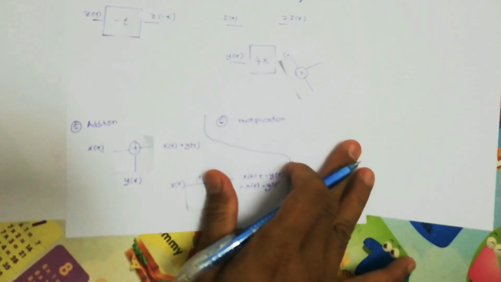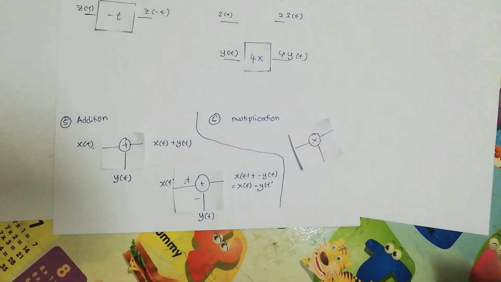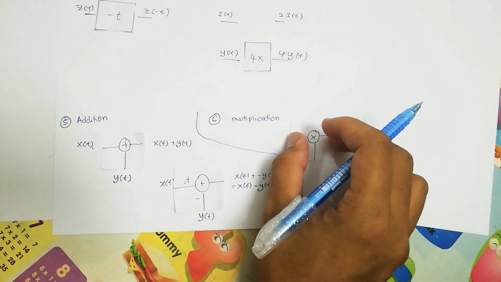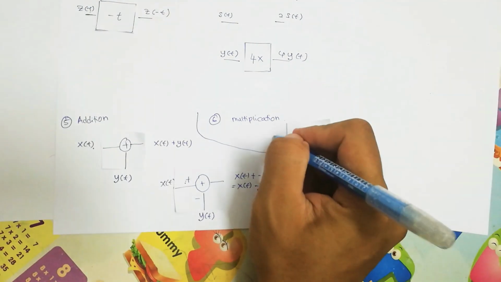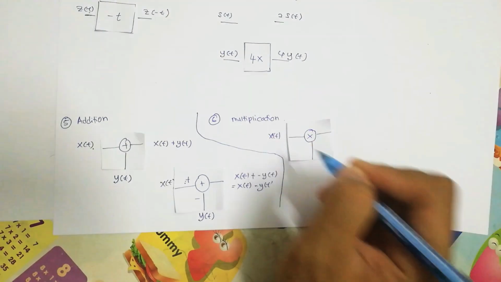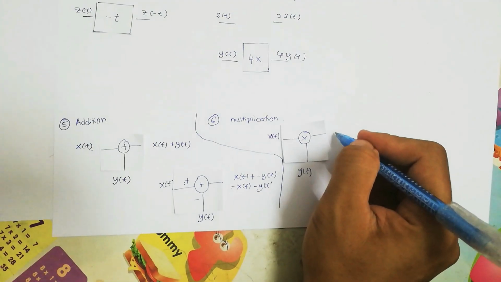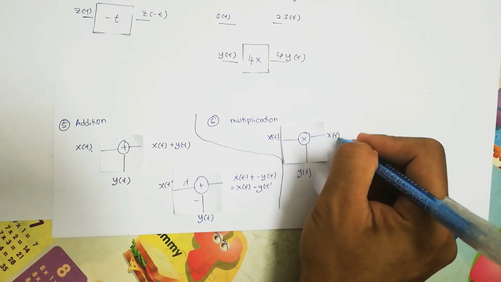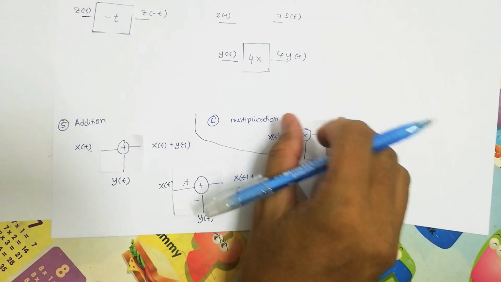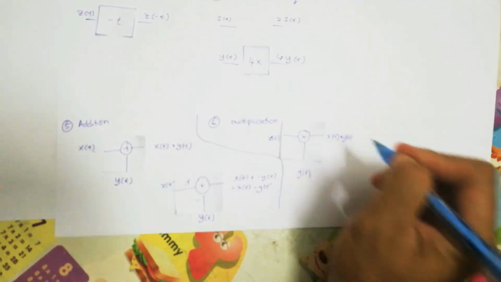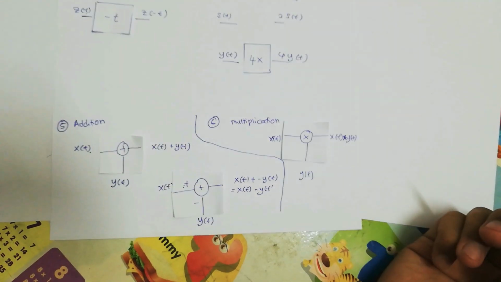Last one, the multiplication system. Of course, you have a first input and a second input. I use the same notation, the same signals: x(t) as the first signal and y(t) as the second signal. You can expect the output will become x(t) multiplied with y(t).